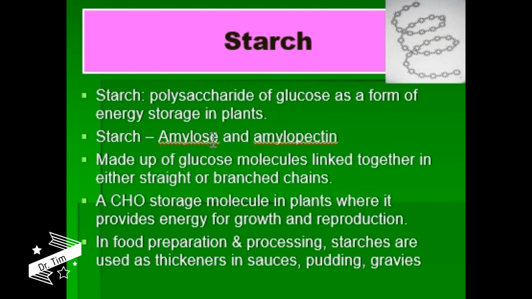Starch can also be divided into two: amylose and amylopectin. Okay, it is made up of glucose molecules that link together in either straight or branched chains. So this can be a straight chain or a branched chain. A carbohydrate storage molecule in plants, it provides energy for growth and reproduction. In food preparation and processing, starches are always used as thickeners in sauces, puddings, and gravies.